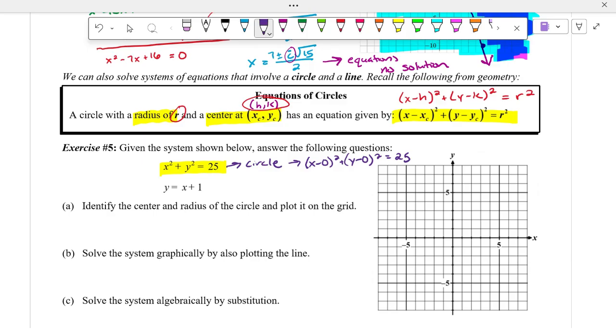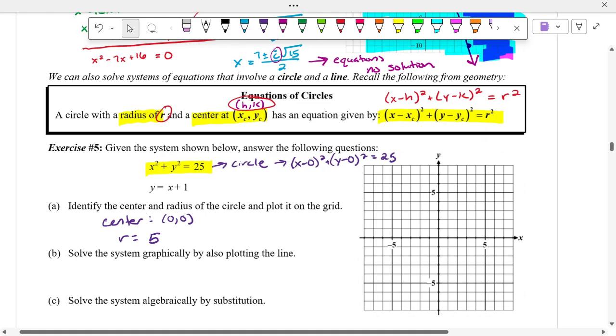If I wanted to say what the center was, what do you think the center would be? 0, 0. You just take whatever's written here and flip the sign. So say if this was minus 1 plus 2, it would be 1, negative 2. The radius: remember, it's r squared in the equation. So what would the radius be? 5. You just take the square root.